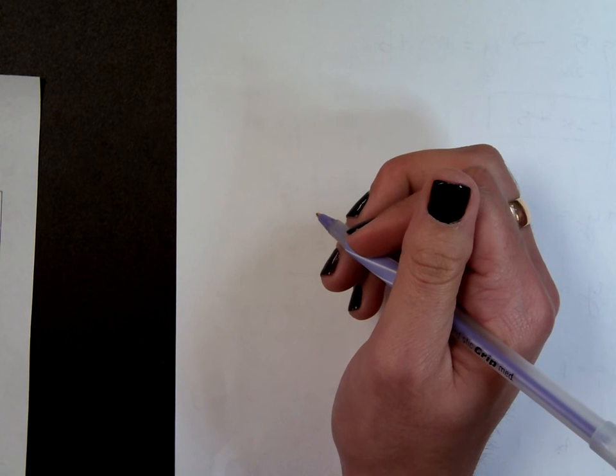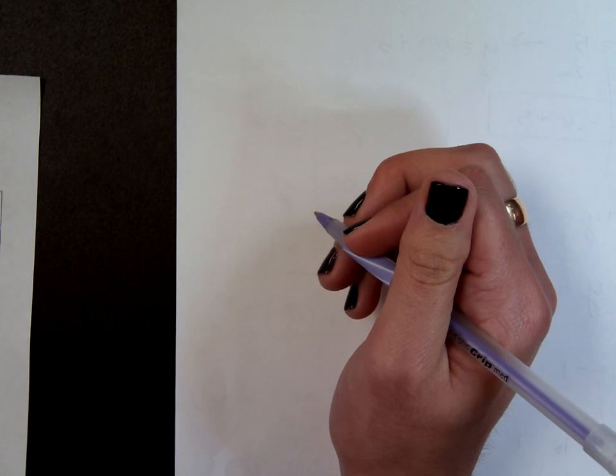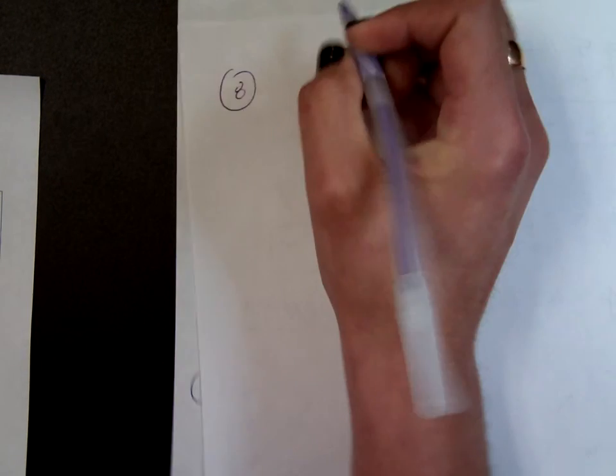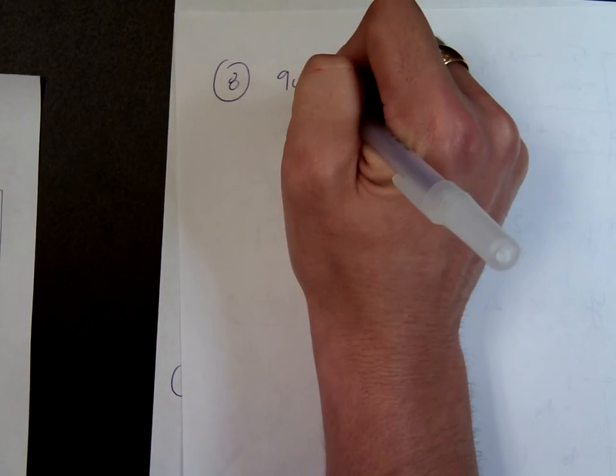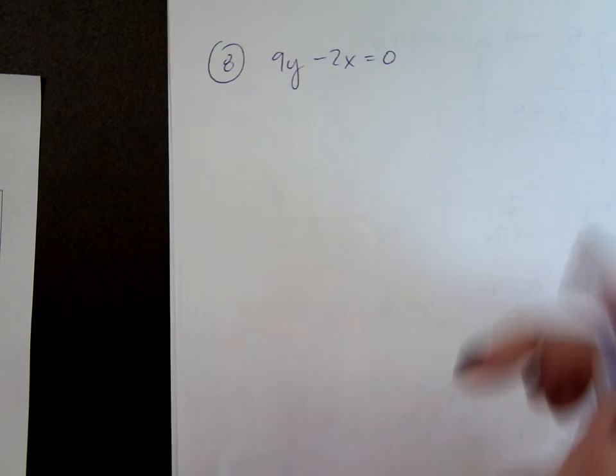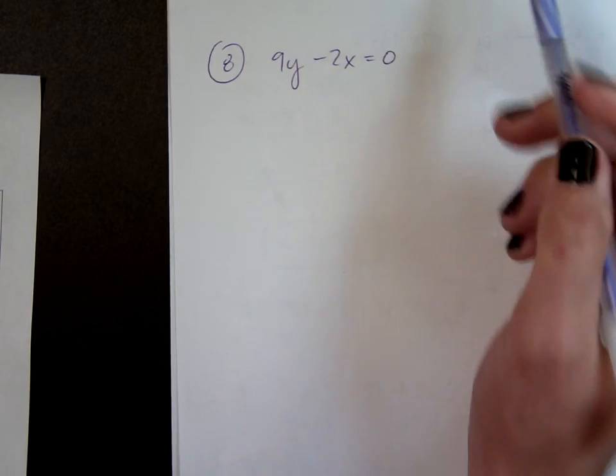Okay, let's do number 8. This one's kind of a weird looking one. Okay, so we have 9y minus 2x equals 0.